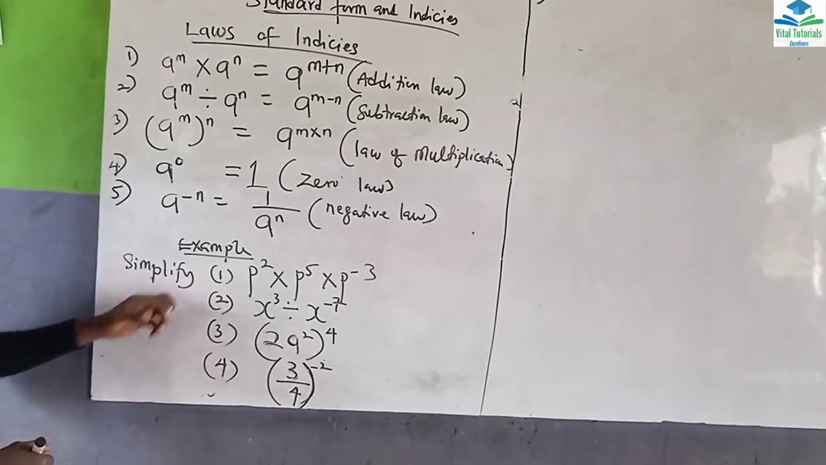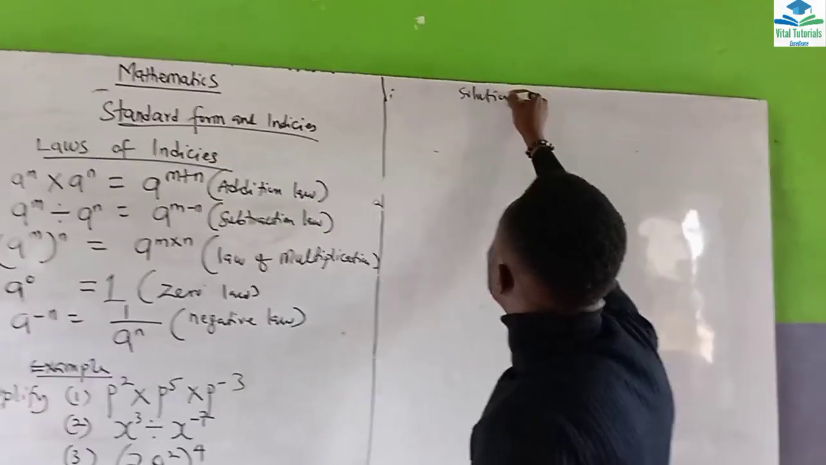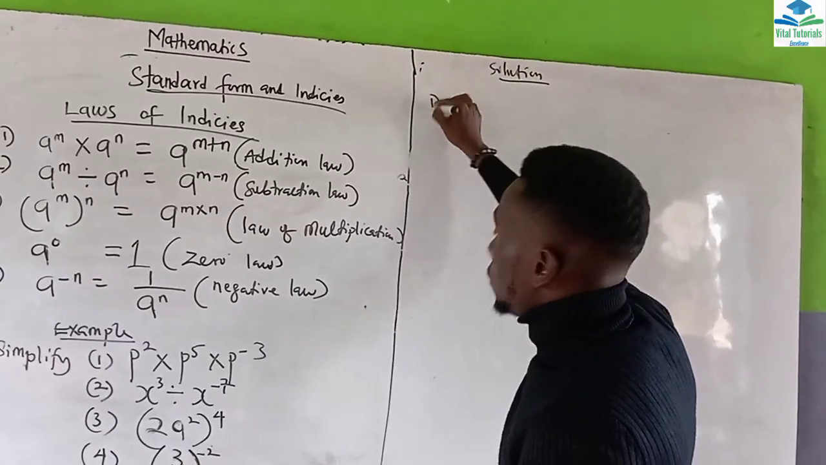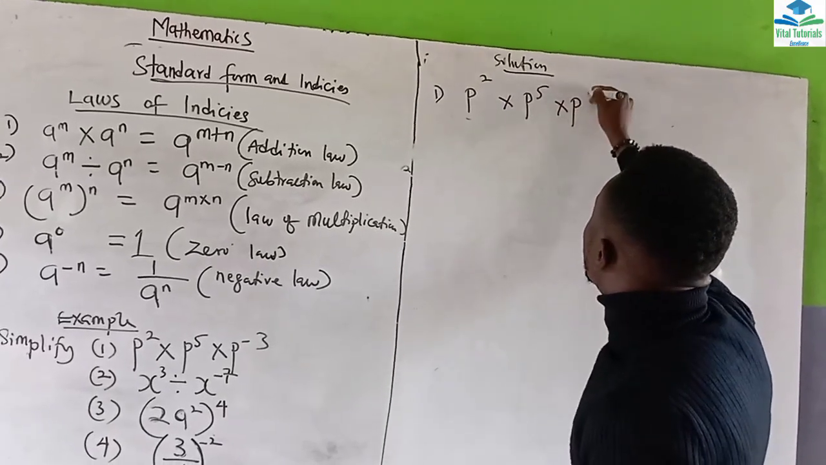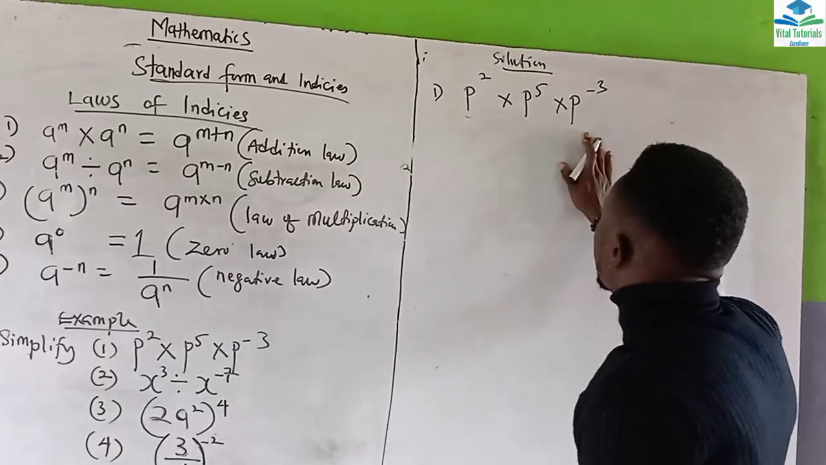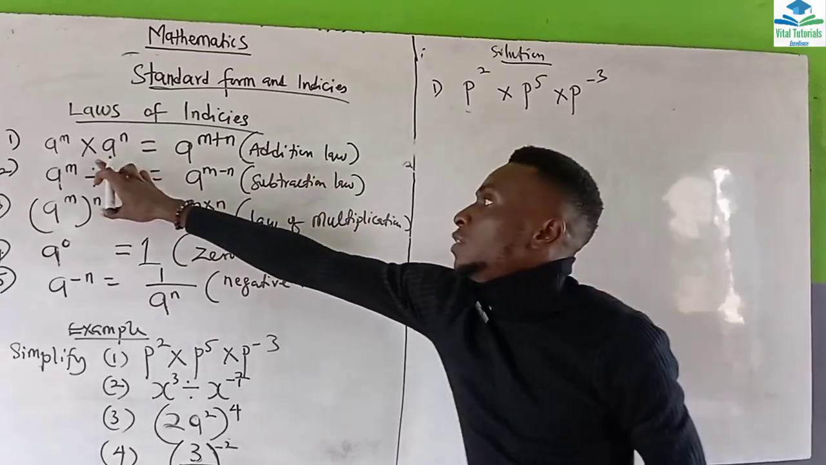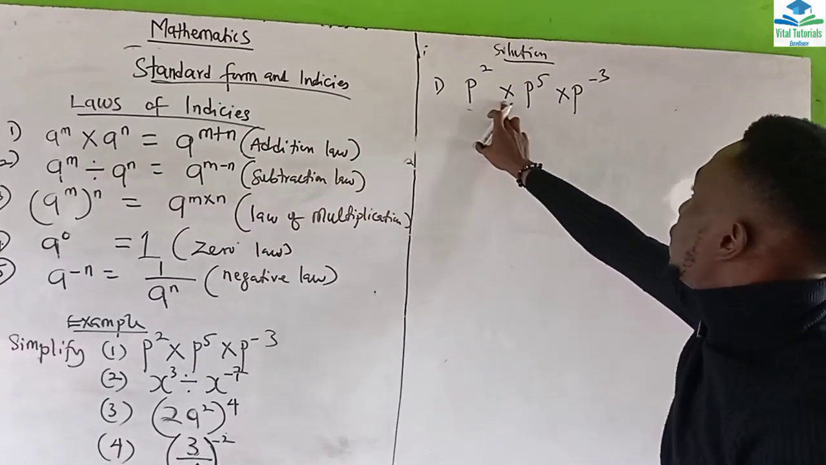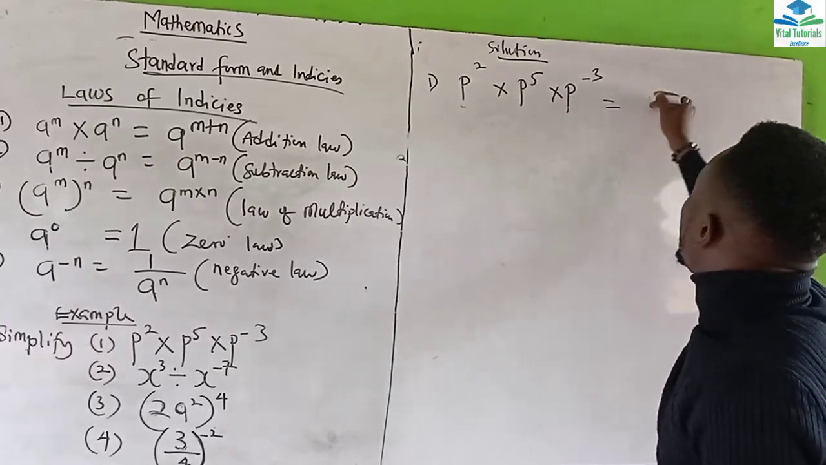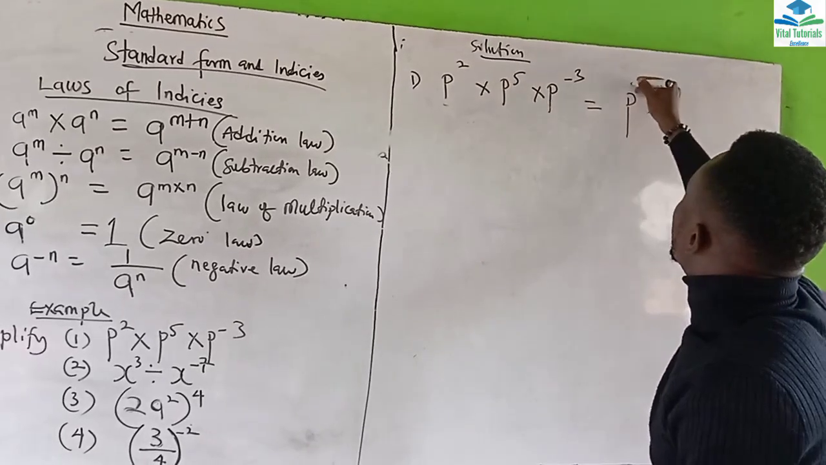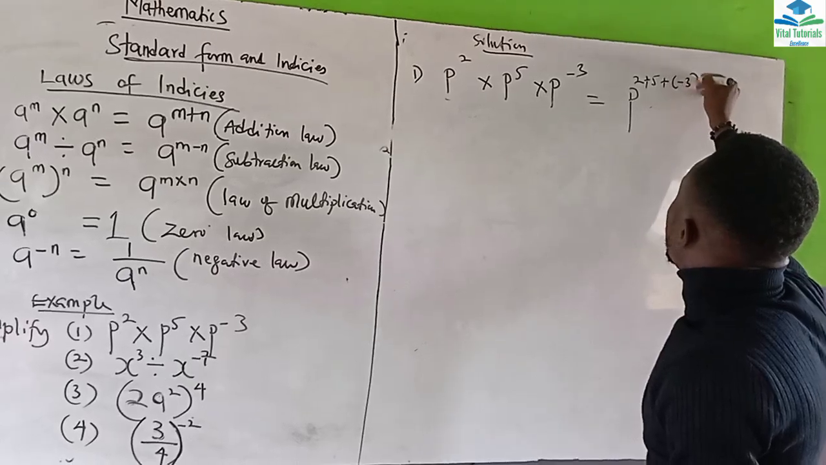Now let's look at a few examples we have here. First one is this. Let's look at the solution here. You have p raised to the power of 2 times p raised to the power of 5 times p raised to the power of minus 3. You can see that this is an expression of indices, and to solve this we're going to use the addition law because this one has times. Since the p are the same, just pick one of the p and then you add the powers. That's 2 plus 5 plus this one, which already has minus, in brackets minus 3.